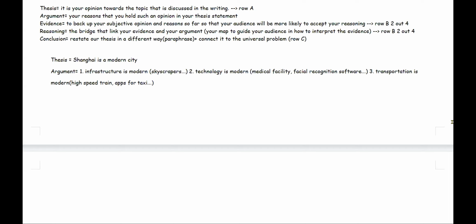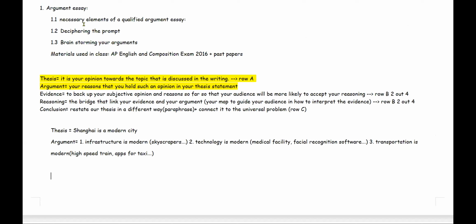But there are other ways we can present sophistication. I will talk about it later on, right? But today we're going to focus on the first 2 parts, thesis and argument. But note to yourself, these are the required elements of a qualified argument essay right here. So in your question 3, you must include all these parts in your essay. And that same rule applies to question 1. Just in question 1, your evidence comes from the sources. All right. So far, so good?